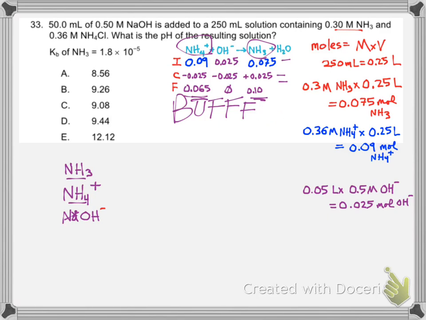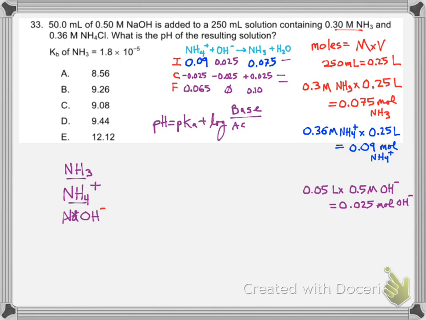Neat. Buffers. Buffers are bae. Why? Well, they help us stay alive, which is pretty cool. But also, they make our lives easier as chemists because we can use our friend, the Henderson-Hasselbalch equation. pH is equal to pKa plus the log of base divided by acid. And remember, this is a robust equation, so we can plug in any units for the base and the acid as long as they are consistent. It's just the ratio of the base to the acid.